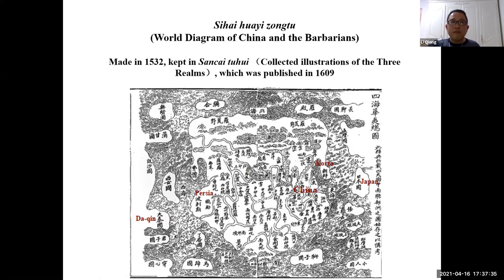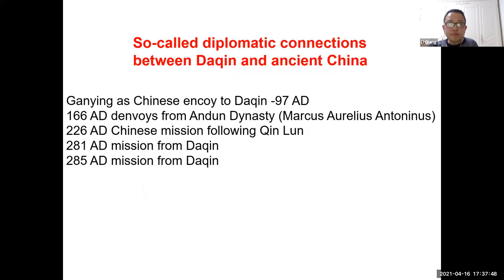So all this information about Daqin, as I mentioned just now, was in Chinese sources from the 1st century to the 7th century. Most Chinese official histories mentioned this state. In this time, there were also several diplomatic connections mentioned. Ganying, as I mentioned, was the first one, and there were another four. Only the first and the third, 226, had much more information.